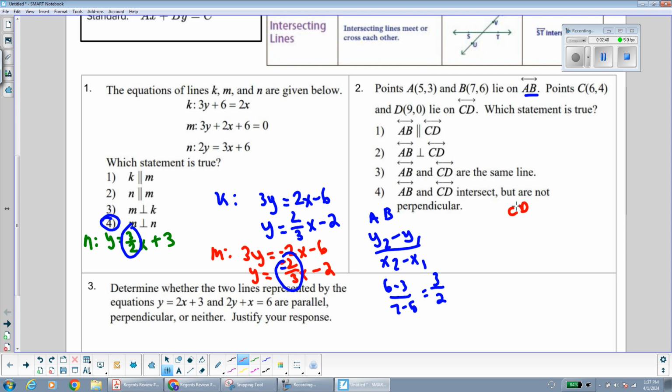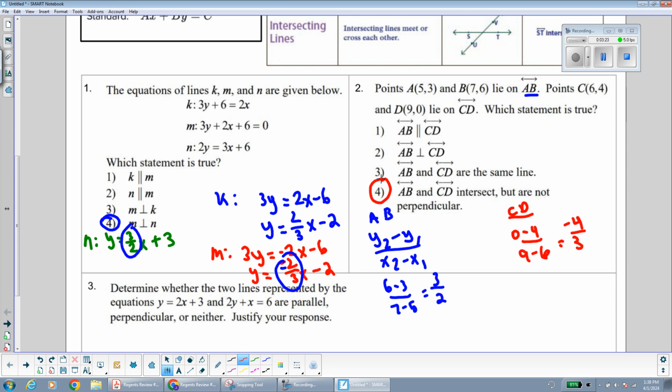I also need the slope of line CD, which I can find using the same slope formula. So 0 minus 4 over 9 minus 6. That's negative 4 over 3. And what I can see here is if I take a look at answer choice 1, these are clearly not parallel. If I take a look at answer choice 2, they're clearly not perpendicular. They're not opposite reciprocals of each other. They are not the same line because that would require them having the same slopes and the same y-intercepts, but they don't even have the same slopes here. So the correct answer is answer choice 4.